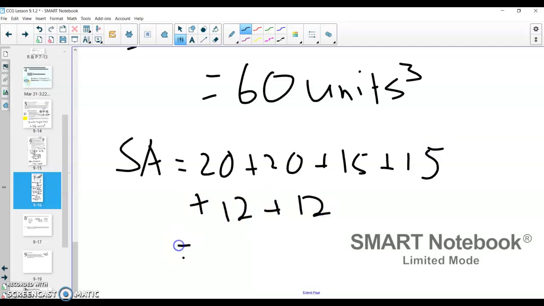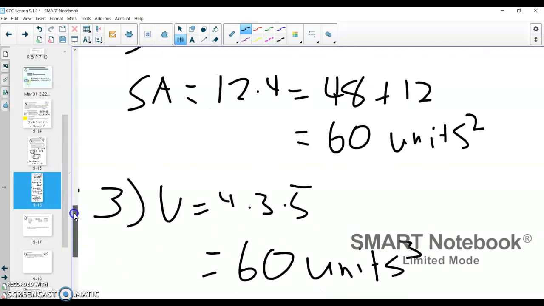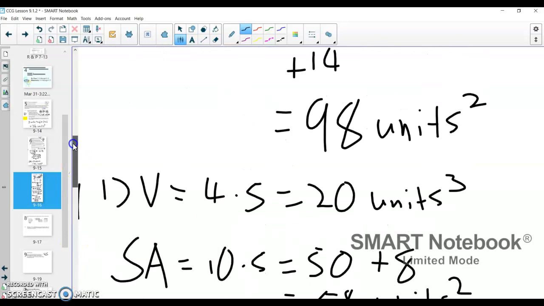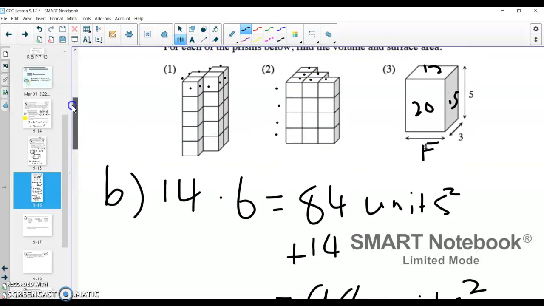Now if I add all these up, I should have my surface area. 20 plus 20 is 40. 40 plus 15 is 55. 55 plus 15 is 70. 70 plus 12 is 82. 82 plus another 12 is 94, and that's 94 units squared for my surface area. Okay, moving kind of quickly through those, but I want to finish it in this video.